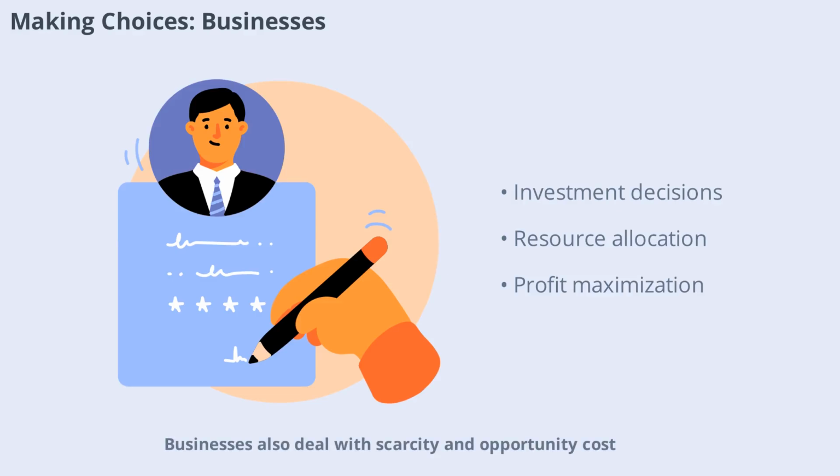Businesses also deal with scarcity and opportunity cost. A company might have to decide whether to invest in new equipment or hire more workers. Each option has potential benefits and costs. By analyzing opportunity costs, businesses aim to use their resources in the most profitable way.